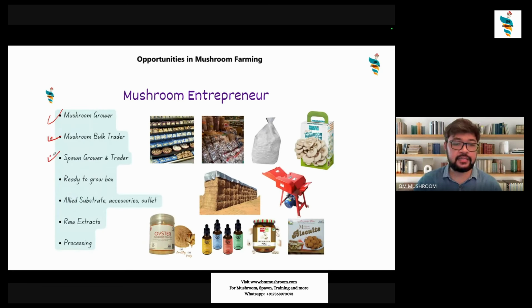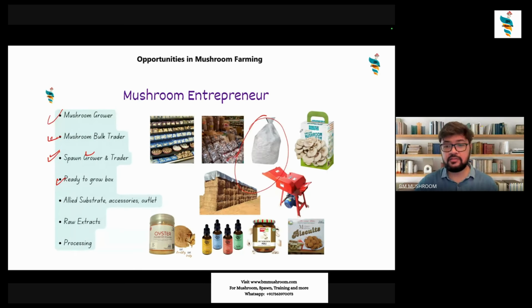Spawn grower and trader. In mushroom cultivation, spawn is one of the highly prized things. In order to start mushroom, you will need a starter kit or spawn. So once you start learning mushroom cultivation, eventually you will learn spawn making. And once you have spawn for your own cultivation, you will be able to supply it to other growers as well, and that is also a very good business. You can trade them as well as make your own spawn and sell them.